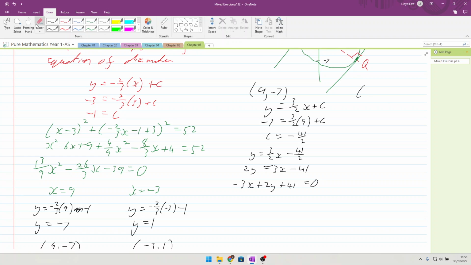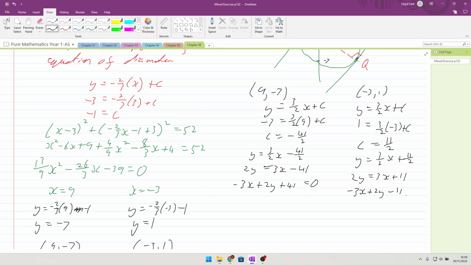And then for the other coordinate of minus 3, 1, exactly the same again: y equals 3 over 2 x plus c, so 1 equals 3 over 2 times minus 3 plus c. c equals 1 take away that answer, 11 over 2. y equals 3 over 2 x plus 11 over 2. So we get 2y equals 3x plus 11. And again, we end up with 3x minus 2y plus 11 equals 0.